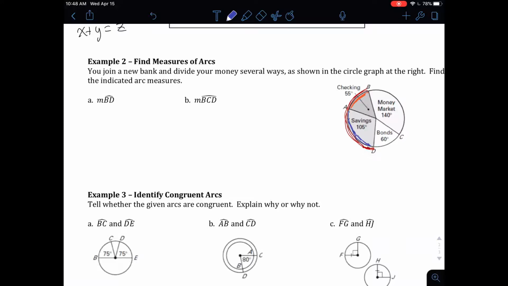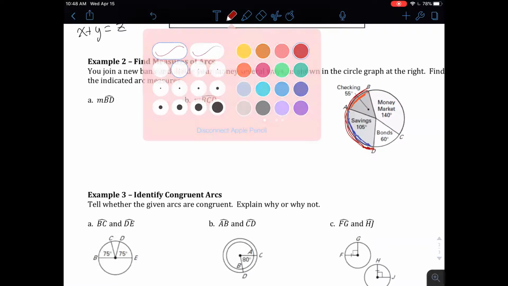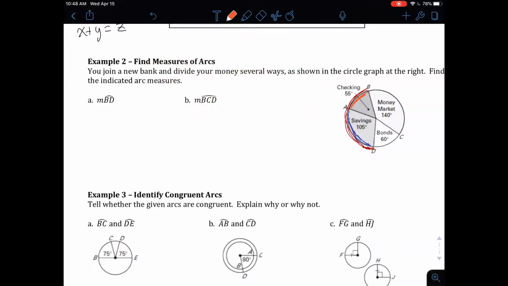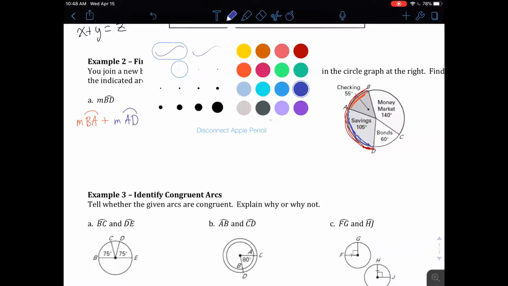Okay, so the two parts of arc BD, which is all the way around here, are going to be, what two arcs are part of that? Hopefully you said measure of arc BA plus measure of arc AD. Okay, those are the two smaller arcs that make up that entire big arc.